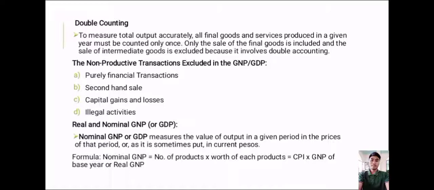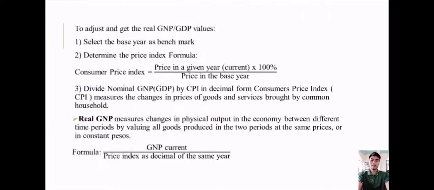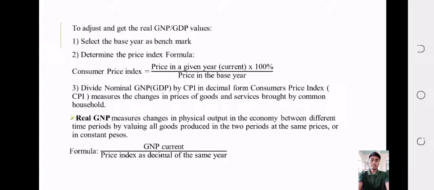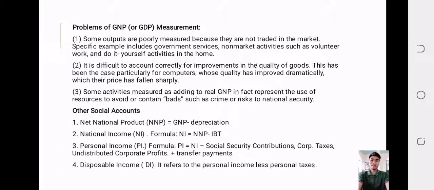So real and nominal GDP and GNP. Nominal GNP and GDP measure the value of output in a given period in the prices of that period, or as it is sometimes put, in current pesos. To adjust and get the real GNP and GDP value: select the base year as benchmark; determine the price index formula; and the third one is divide nominal GNP and GDP by CPI in decimal form, Consumer Price Index. So these are the problems of GNP and GDP measurement, and other social accounts: net national product, national income, personal income, and disposable income.